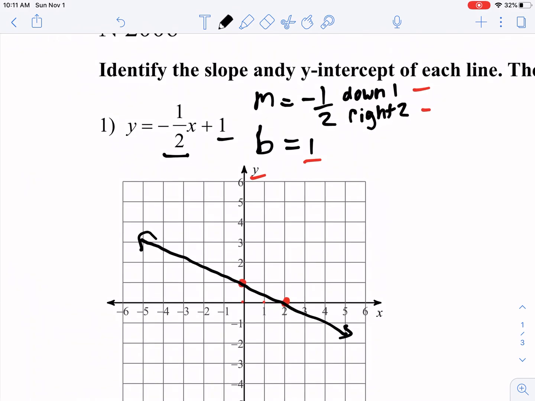Let's just double check this. My b is 1, so I cross the y-axis at 1. My slope is negative 1/2, so I went down 1, right 2. So that would be the graph of the line for this equation.